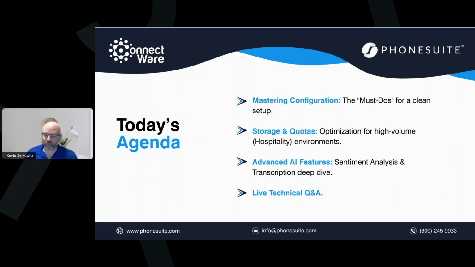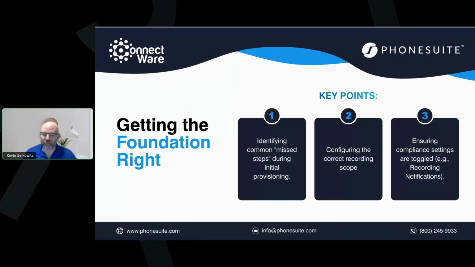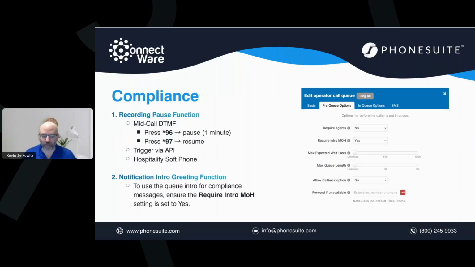So when we talk about configuration, things that you may have missed during provisioning: getting the right configuration to get the right recordings, making sure compliance is dealt with, figuring out your storage and that stuff. So compliance. As we know, hotels sometimes do collect data like credit card numbers, which we may not want as part of the recording. So just so you guys are aware, there is a recording pause function. Star 96 will do up to a 1 minute pause of a continuous call recording to make sure that credit card does not get captured.